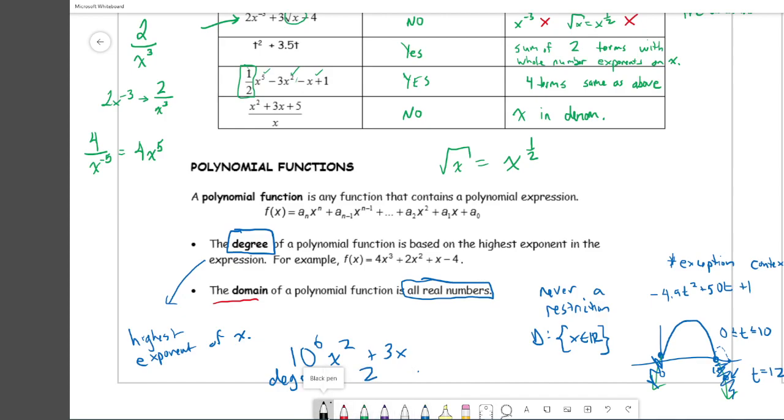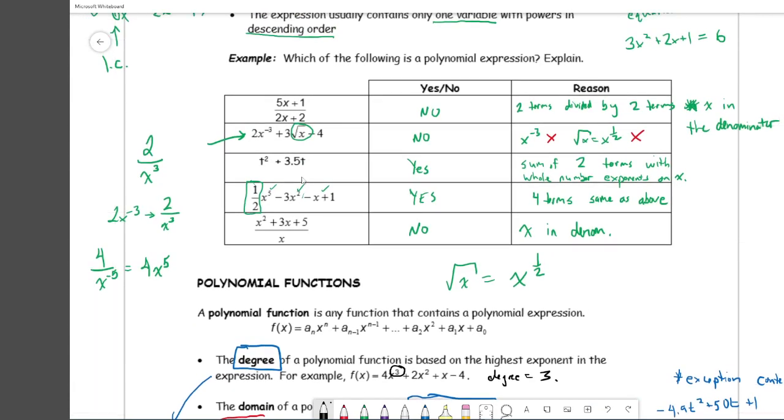It says the highest exponent, but what they mean is the highest exponent of x, right? Whatever the highest exponent on x is, which is the 2. You can have a regular number to whatever exponent you want, and that doesn't affect the degree. So in this example right here, the degree of this function would be 3, and that's a really important thing to understand about polynomials.